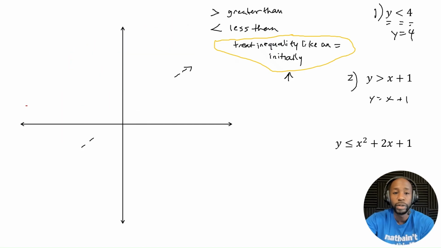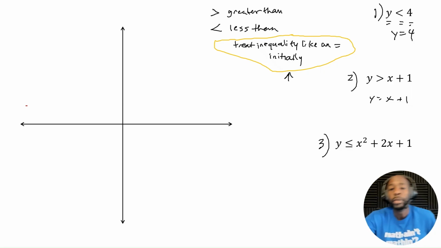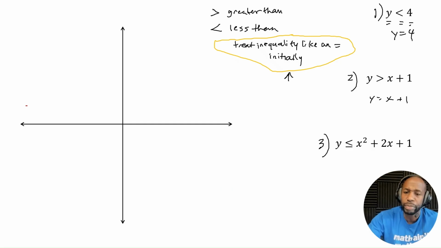Now we have one more. Hopefully this is helpful. Third example, we have a quadratic, a parabola. Y is less than or equal to x squared plus 2x plus 1. It works the same way. So first of all, what I want to do is I want to try to factor this to see if I can find like a vertex and whatnot to help me to graph this. So let's see, y equals, I'm going to treat the inequality like an equal sign. X squared plus 2x plus 1. This is easily factorable. That should be y equals x plus 1 quantity squared.